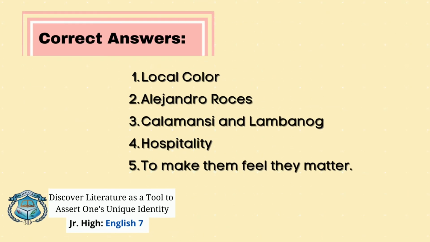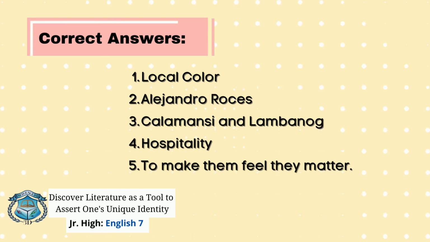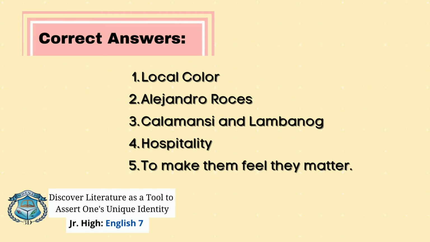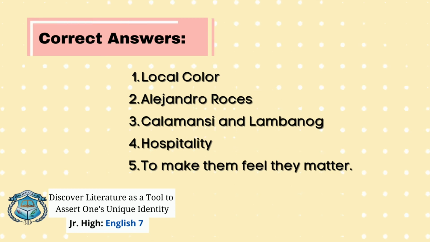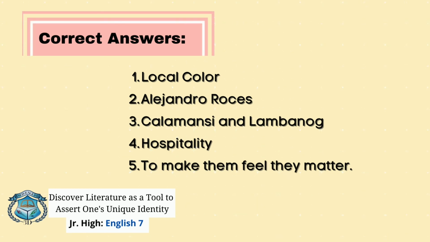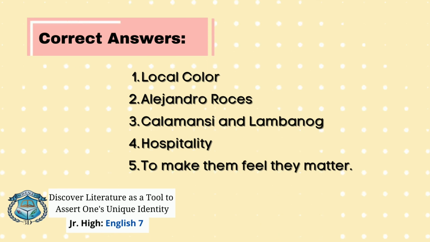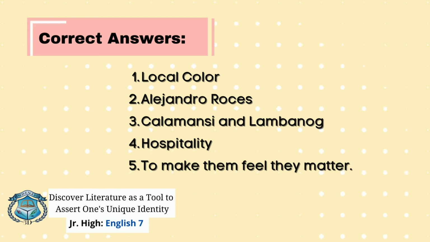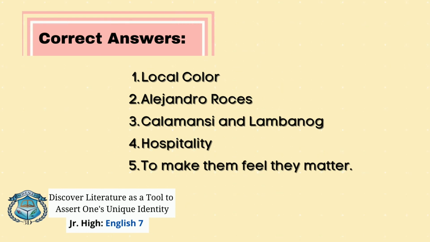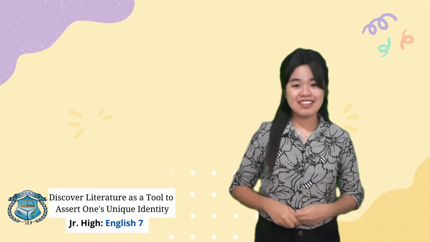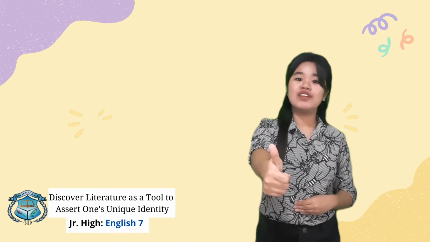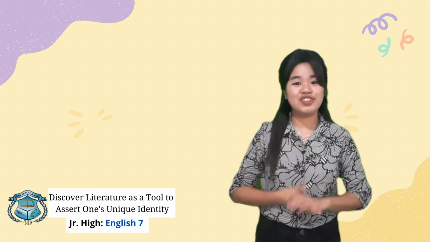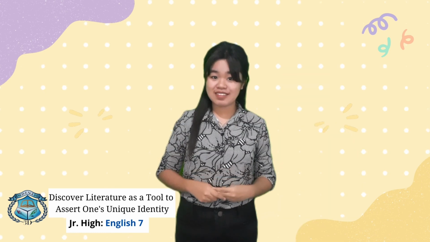Well done, class! Here are the correct answers. Number 1, letter A, local color. Number 2, letter C, Alejandro Rosas. Number 3, letter D, calamansi and lambanog. Number 4, letter B, hospitality. And number 5, letter C, to make them feel they matter. For this learning activity, you will receive another set of amazing points. Good job! Up next is your assignment.